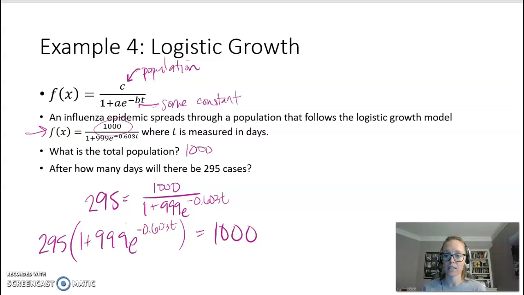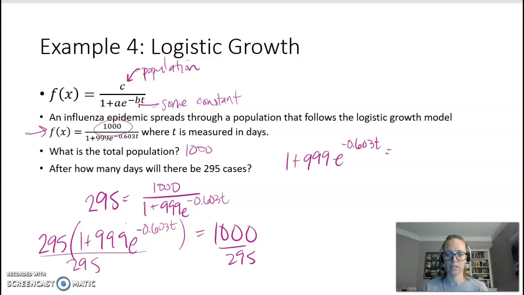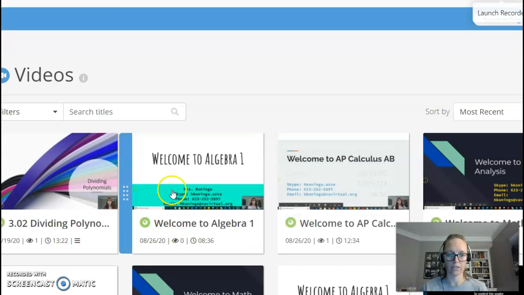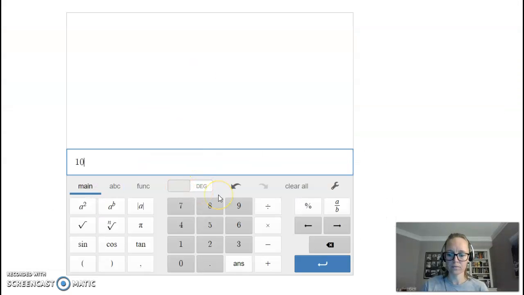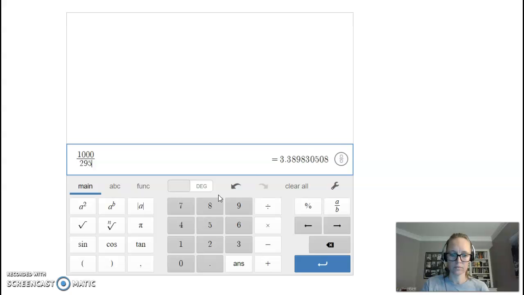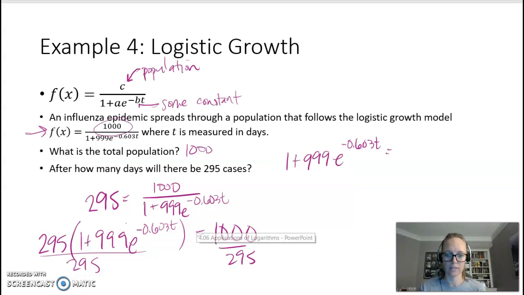Now my goal is to get the exponential part by itself, so I divide both sides by 295. And I have 1 plus 999e to the negative 0.603t is equal to 1,000 divided by 295, which is 3.389.